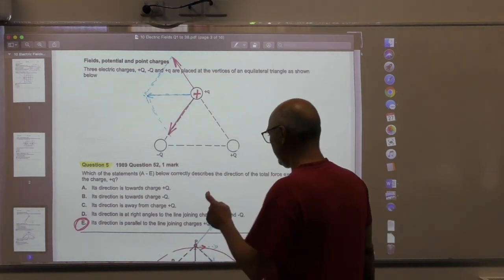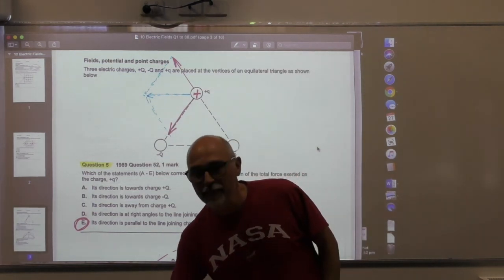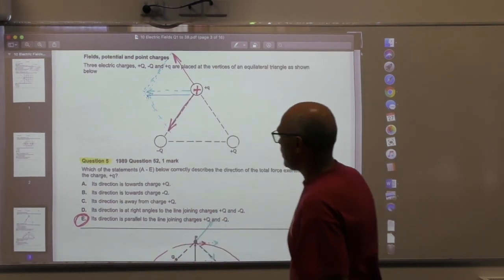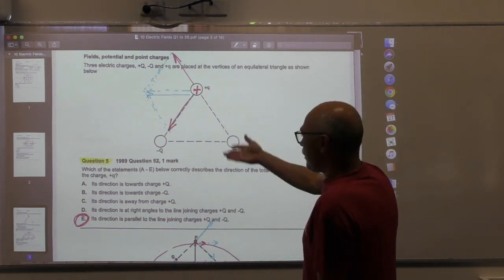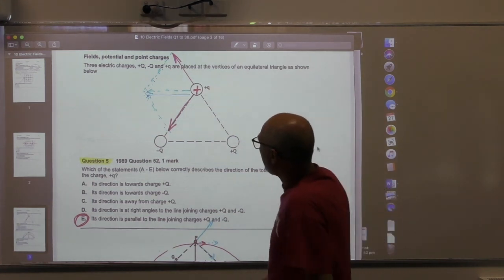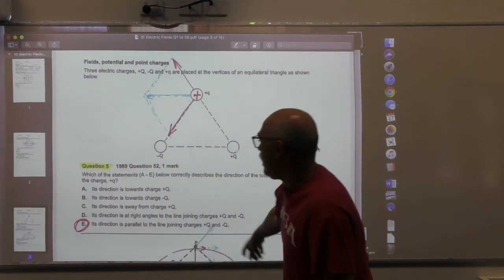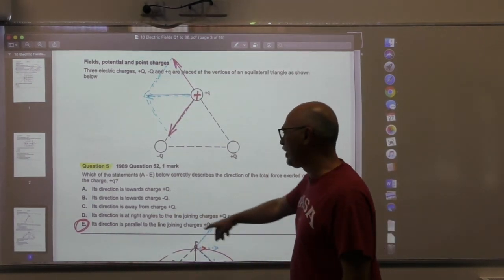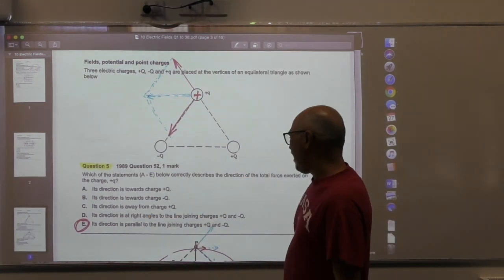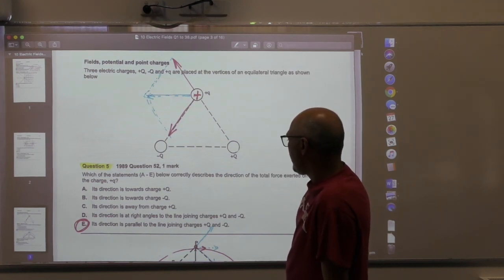Now, let's interpret the answer though, because I love how the answer has been stated. Which of the following statements best describes the sum of the forces? All right, so basically the sum of the forces, I've moved it so it doesn't look good. One sec, there it is. Its direction is at right angles. I'm just going to look at D. Its direction is at right angles to the line joining charges big Q and the two big Q's. Perpendicular, at right angles to the line joining.